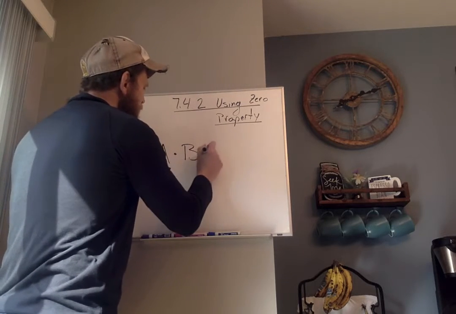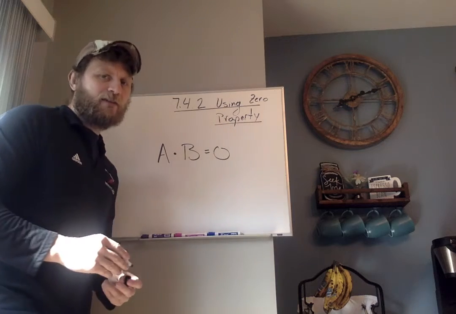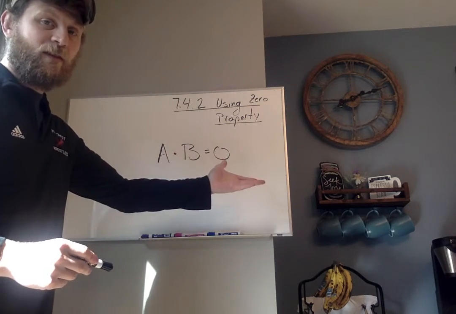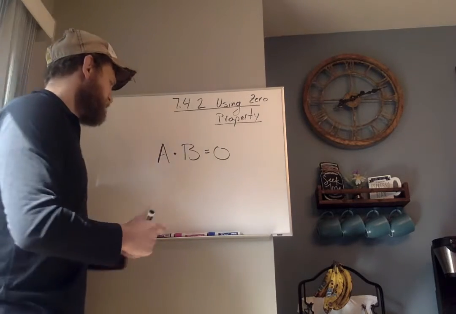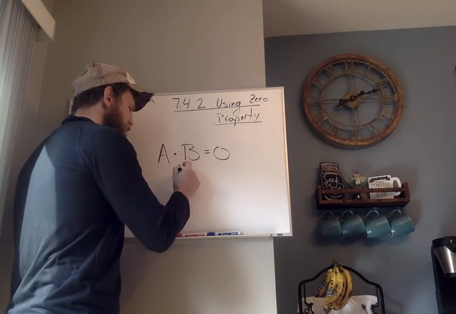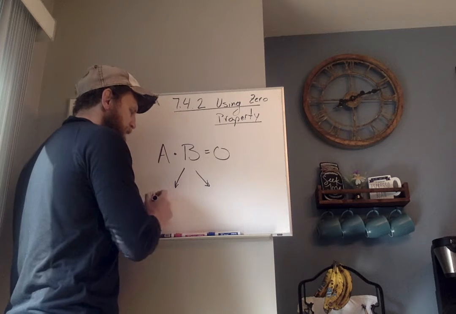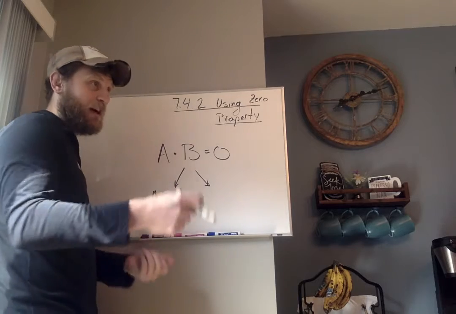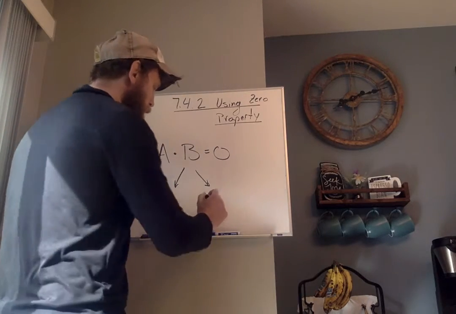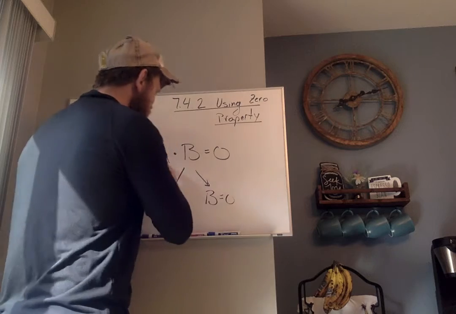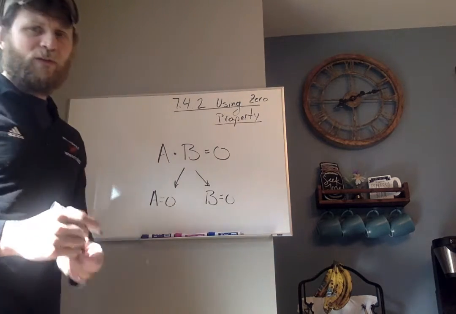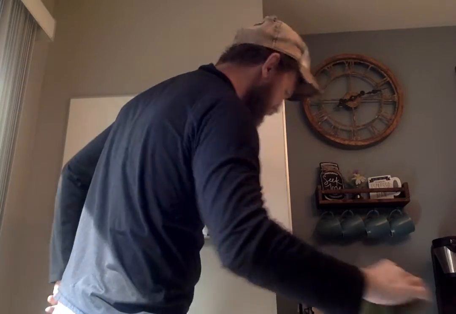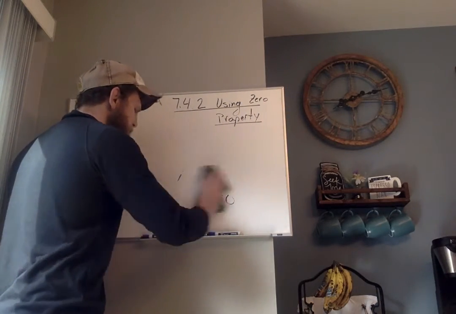A times B equals 0. What do I mean by this? Well, I'm taking two things and multiplying them together, and the answer has to be 0. So this tells me one of two things. It says that either A is 0, because 0 times something is 0, or B is 0, meaning something times 0 is 0. So these are the two pieces of information I need to grind into my head to get the answer here.